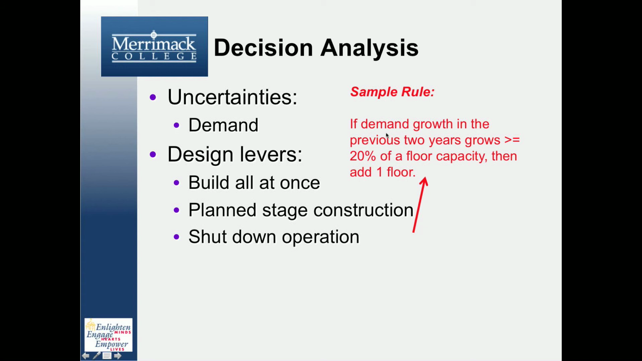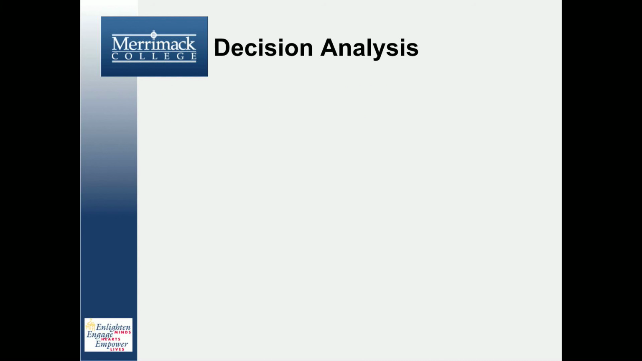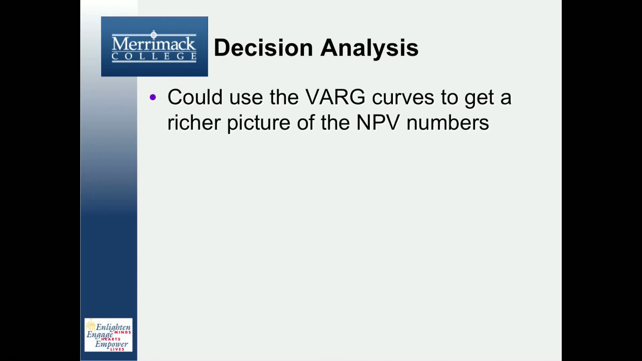I could make some conditional rules in my model that say, if the demand growth in the previous 2 years grows more than some number, I'll add a floor. Otherwise, I won't do that. But the demand will be a variable. It'll follow the model that we used before, but there's some variation each year. So you never know. So we build that into the model.